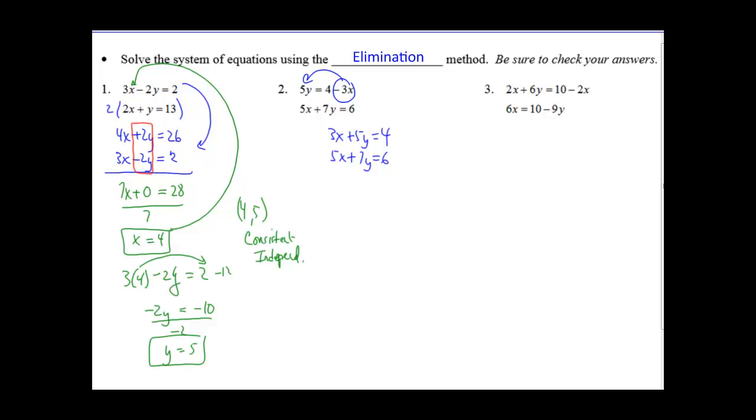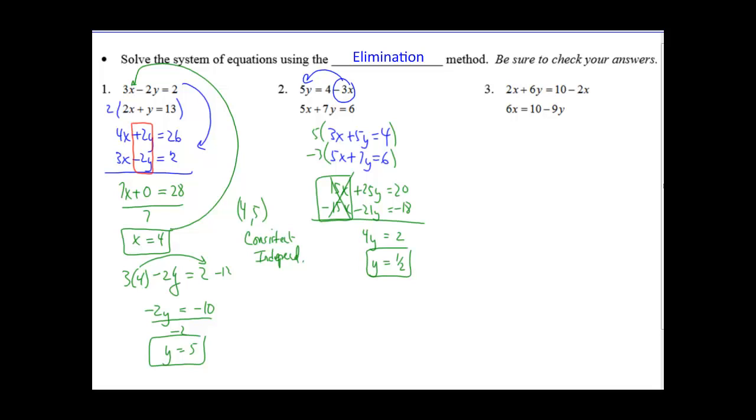So let's get the x's away by making one of them 15x and the other one negative 15x. In order to do that, we have to multiply a 5 to the top and we have to multiply a negative 3 to the bottom. So when we do that, we get 25y equals 20. And on the bottom you get minus 21y equals negative 18. Now we can get rid of those x's. 25 minus 21 is 4y. 20 minus 18 is positive 2. Divide by 4 and you get 1/2.